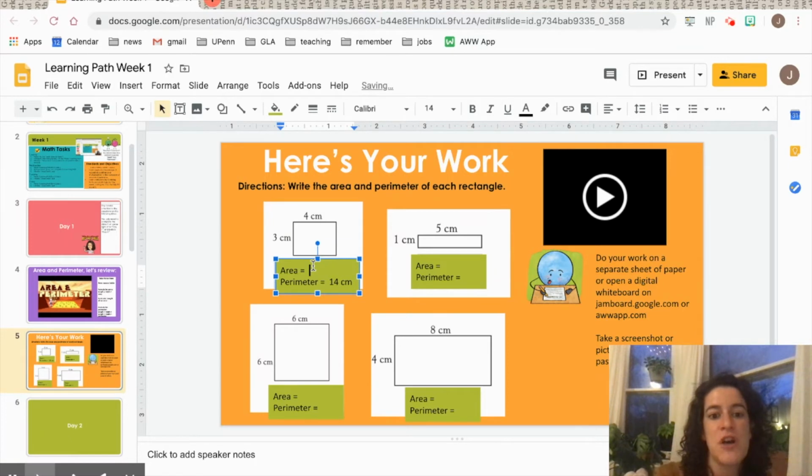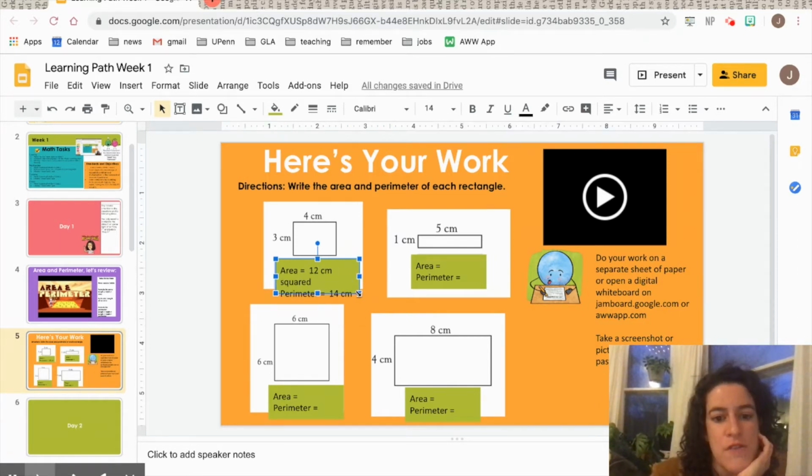Next, I want you to solve for the area. Remember, the area means that you're doing the length times the width, which means that we're just doing 3 times 4 or 4 times 3. Either way will work. Okay, I'm going to write that the answer is 12 centimeters squared. You should have gotten 12 centimeters because we did 3 times 4, and 3 times 4 is 12.